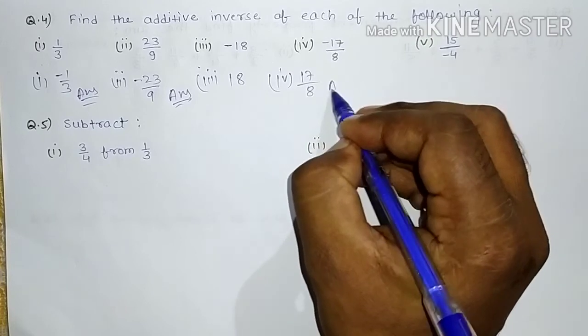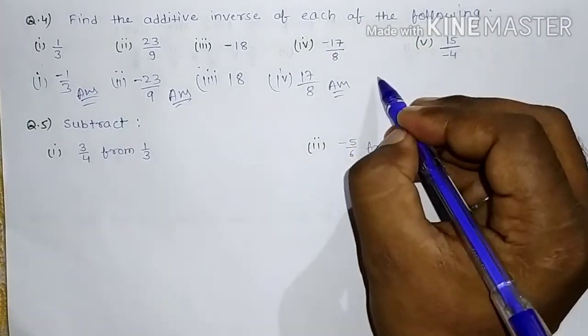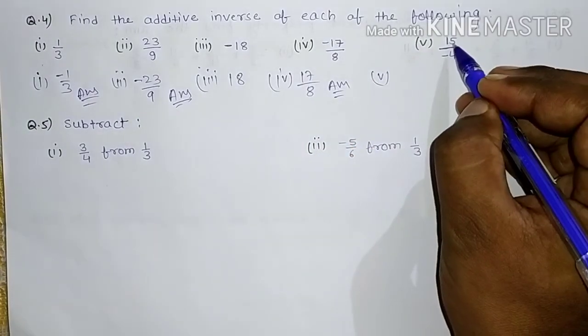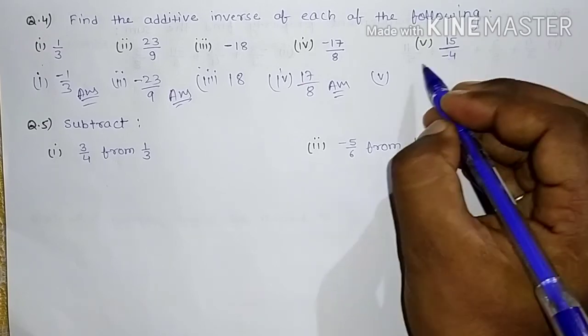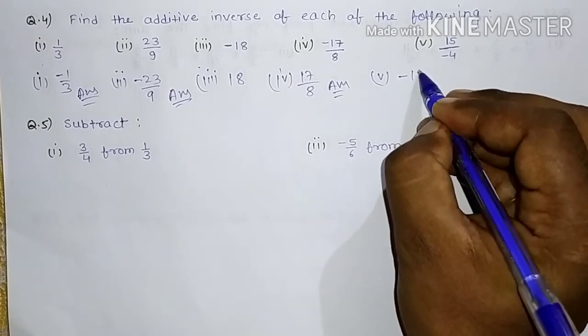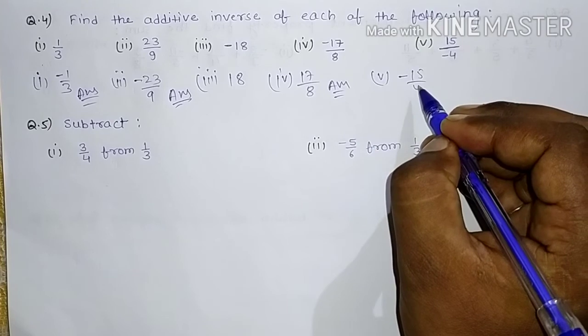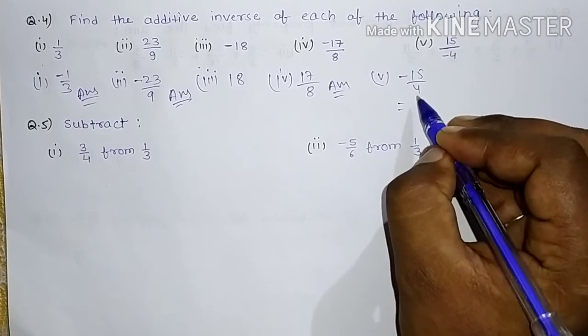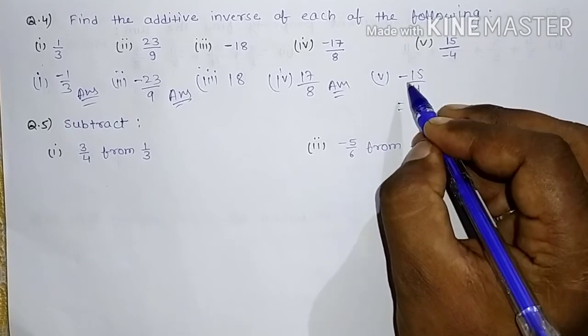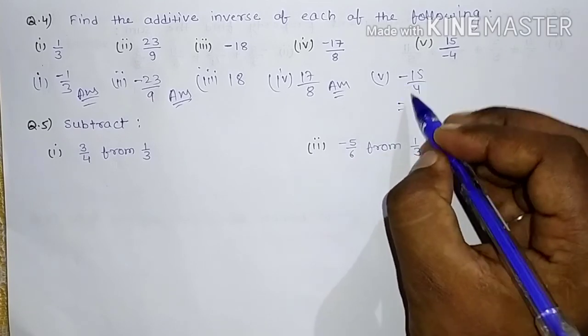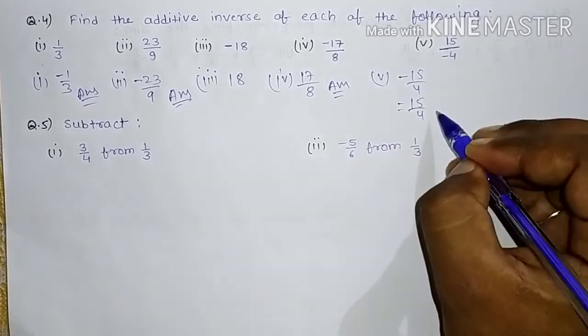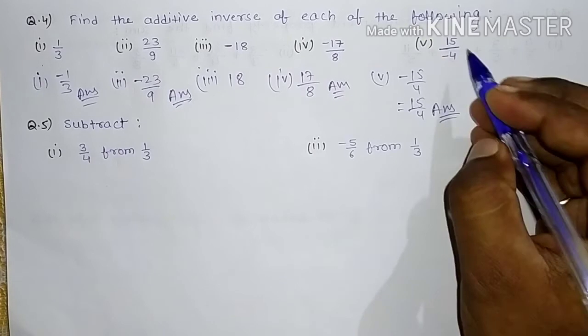This is the answer. Now question number 5. 15 upon minus 4, we can write as minus 15 upon 4. The additive inverse of this number, we just change the sign, that is plus 15 upon 4. And this is the additive inverse of this number.